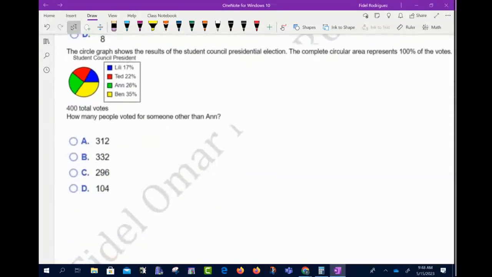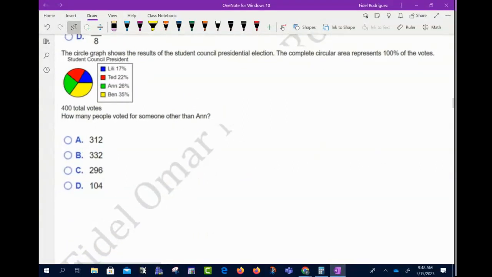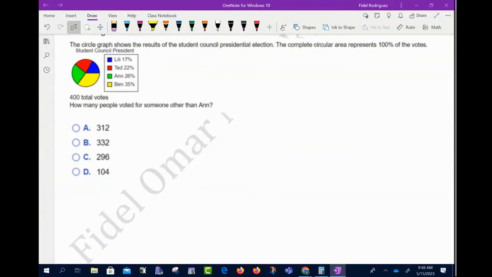Okay, let's see. The circle graph shows the results of the student council presidential election. The complete circular area represents 100% of the votes. 400 total votes. How many people voted for someone other than Ann? Okay, so look, y'all. Ann got how many percent of the votes?